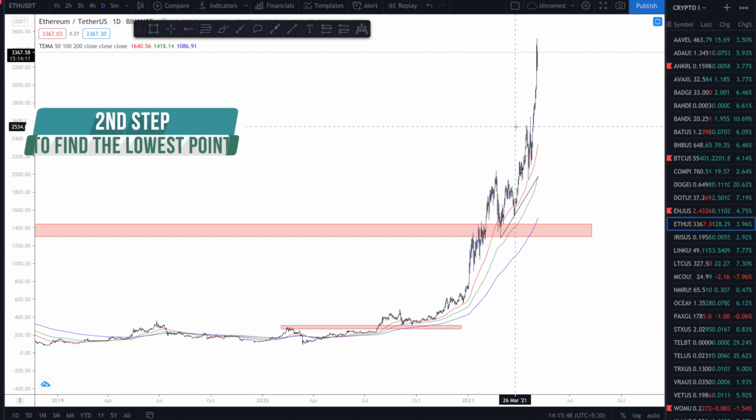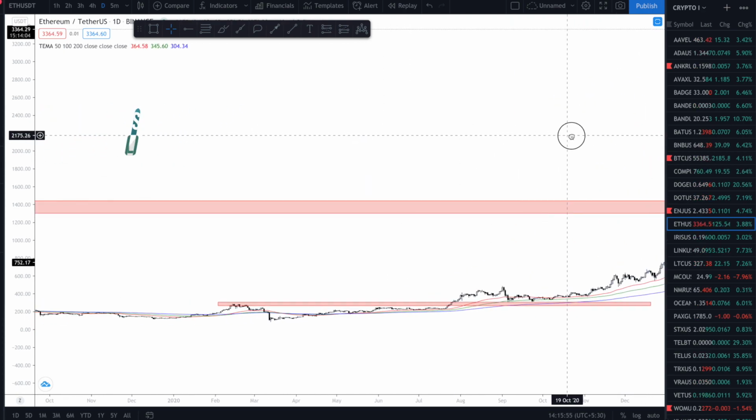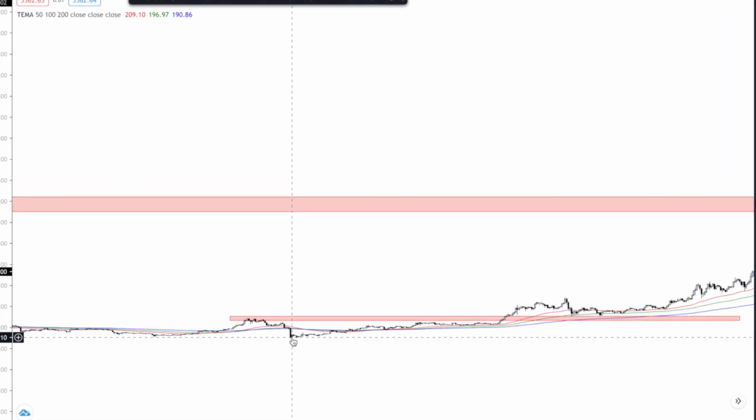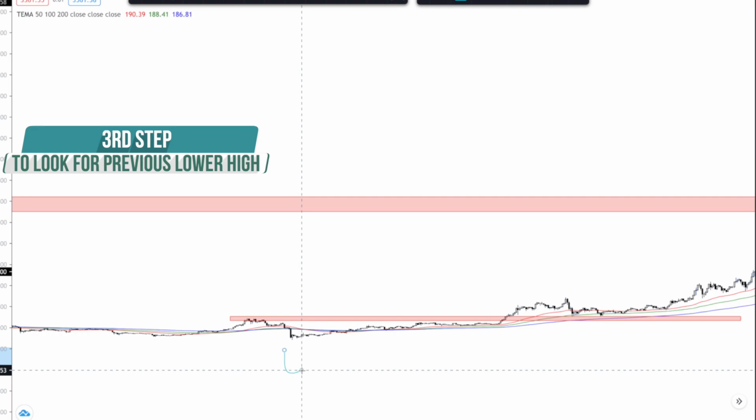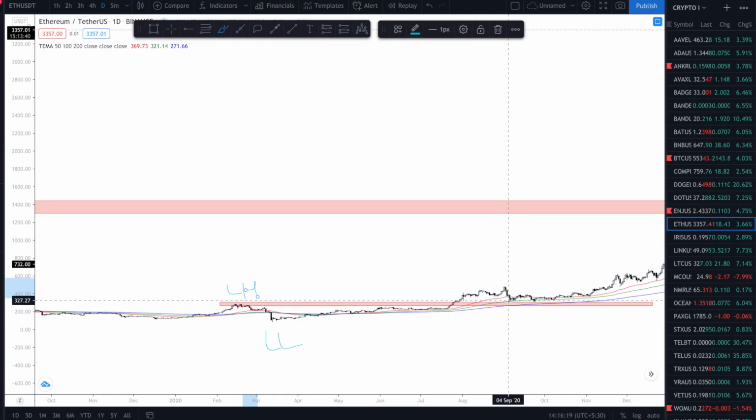Now the second step is to find the lowest point from which the market started moving up. In this case, our lowest point will be over here. So mark this as lower low. Now the third step is to look for the previous lower high. In this case, our previous lower high was this. So now when the market moves above the previous lower high, we will get our first higher high. And then when the market retraces, we will get our new higher low.